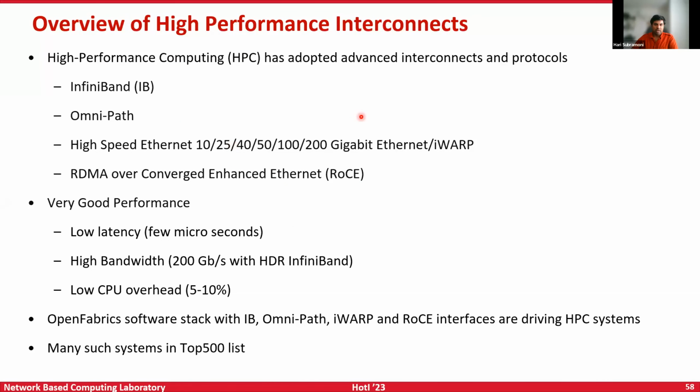Now, if you look at high performance interconnects, there are several: InfiniBand, OmniPath, Slingshot, RDMA over Converged Ethernet. They are generally characterized by three important features or hallmarks. Low latency and high bandwidth are no-brainers. The third one is what we call low CPU overhead.